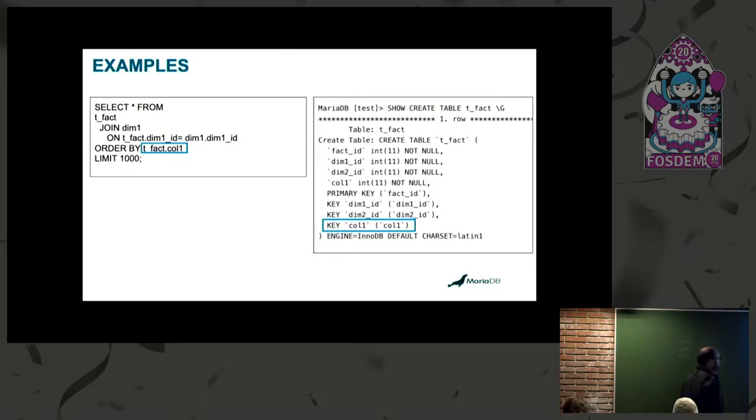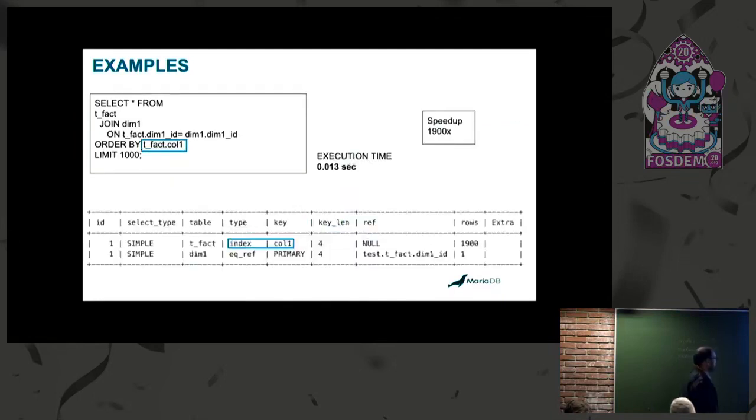They are all referring to the sort nest table fields. So this was one of the examples that I was demonstrating earlier, where I was showing the limitation. We have again the same case where we have a key on column 1, and this was earlier using a temporary table plus file sort, but after this optimization it's able to use an index on column 1 to do the join execution, and it provides a 1900x speed up for this case.